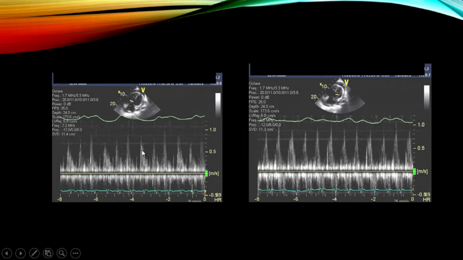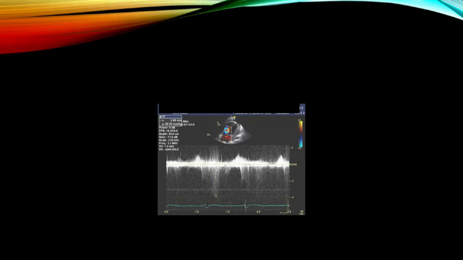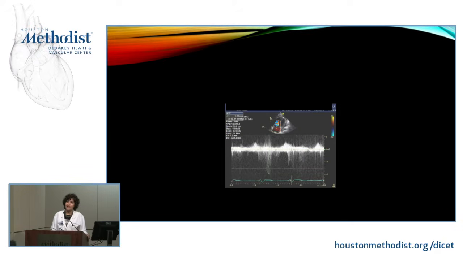You have respiratory variation. It's more subtle here. Again, it shows that you have to look at everything and the sensitivity of various modalities to determine tamponade physiology. This is our TR jet, and you can see that the PA pressure is 60 plus whatever the RAP is. So in this case of pulmonary hypertension, it is the LV which is more vulnerable to diastolic collapse.